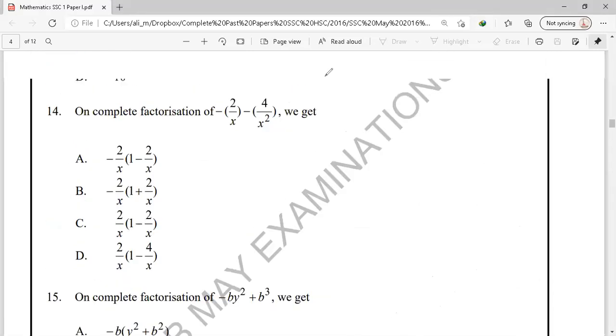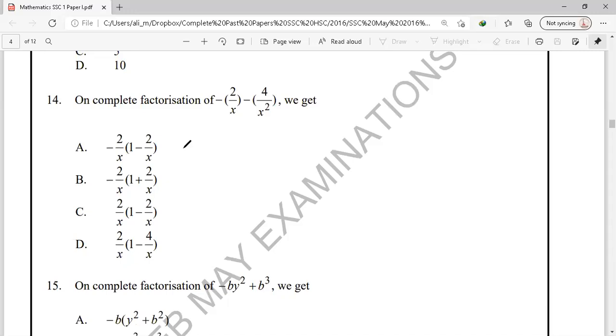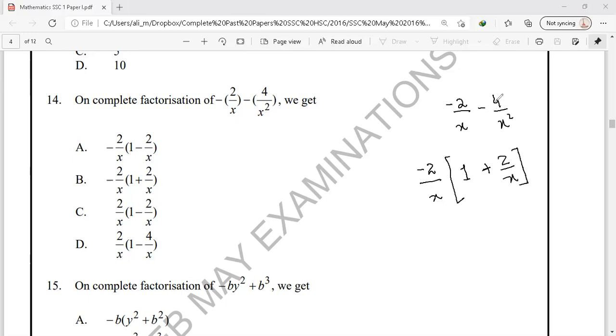Next, we have question number 14. For this question, we have to factorize this expression, minus 2 over x minus 4 over x squared. So let's take the common from this expression. From the numerator, we have minus 2 common, and in the denominator, we can take x common. So by taking common minus 2 over x, we would be left with only 1 in the first term, and we will get positive 2 over x in the second term, because minus is taken common among these.